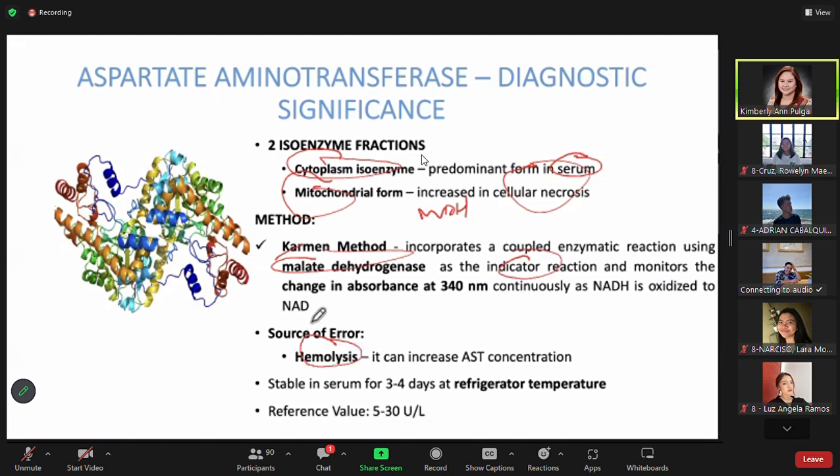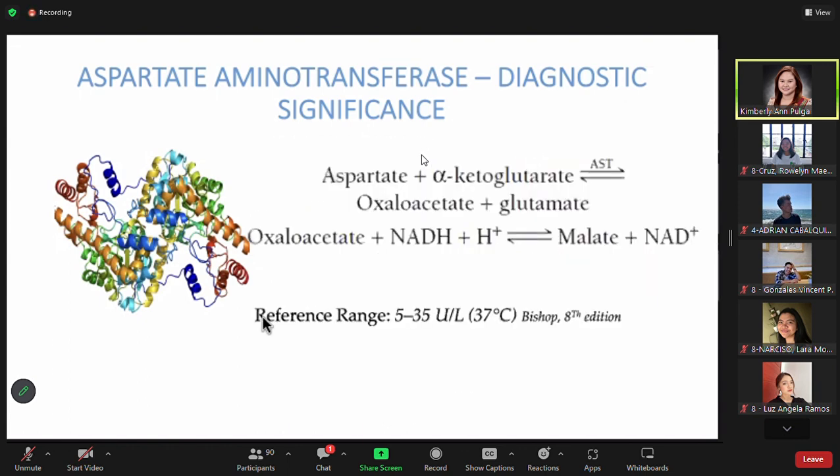So pag hemolyzed ang sample, reject na natin yan because falsely increased ang AST natin. Stable in serum, 3 to 4 days at refrigerated temperature, reference value 5 to 30. Pero sa ating Bishop, 5 to 35. So ito yung updated, no, sa ating 8th edition. So you can see here the reaction, but we will be discussing this also in the laboratory. So again, this is involved, kasi transferase ito, right? This is involved in the transfer of your what again? Transfer of an amino group between your aspartate and your alpha keto acids.